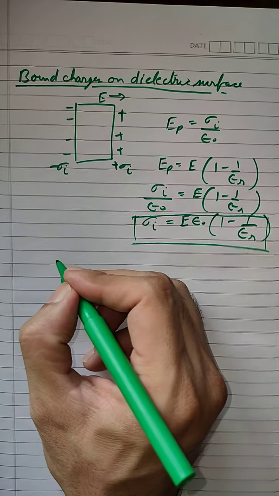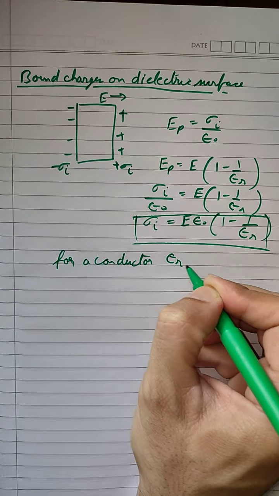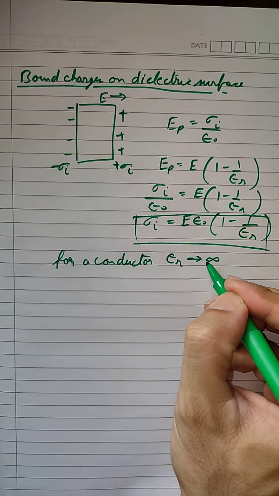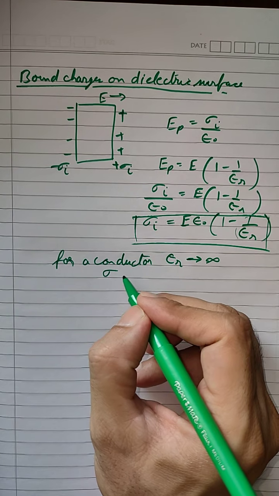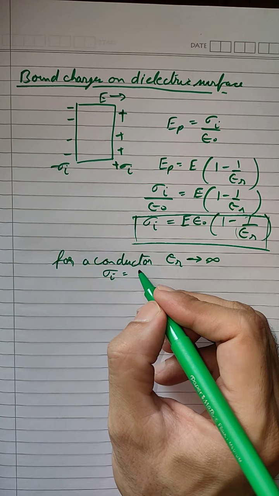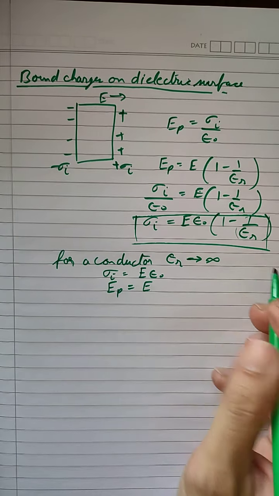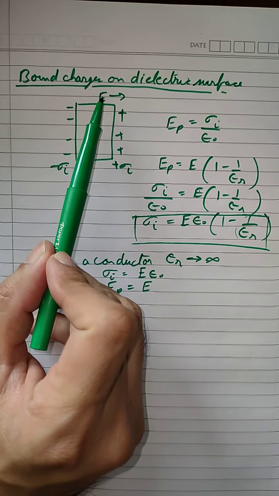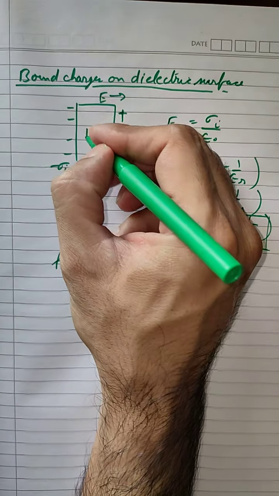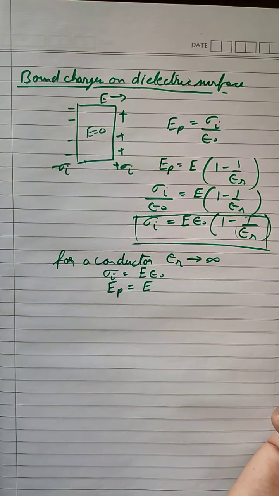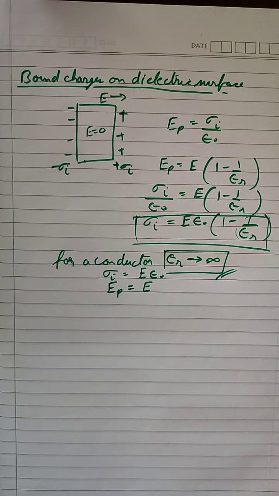Now for a conductor, the relative permittivity is almost equal to infinity. So this term becomes zero, and all we have is the charge density equal to epsilon naught E, or EP will become equal to E. That is, in the case of a conductor, the electric field outside the conductor and the electric field on the surface of the conductor will be the same, and hence there will be no electric field inside the body of the conductor. This is also important, always remember this.